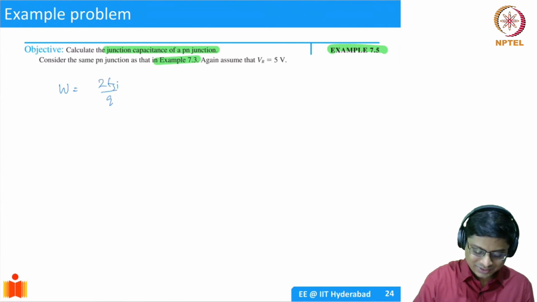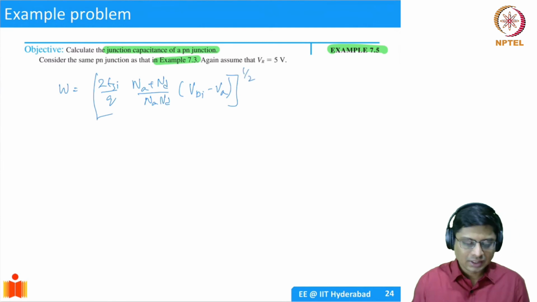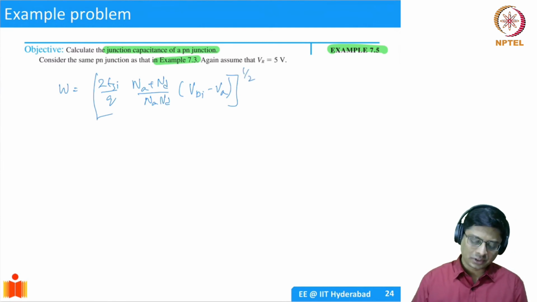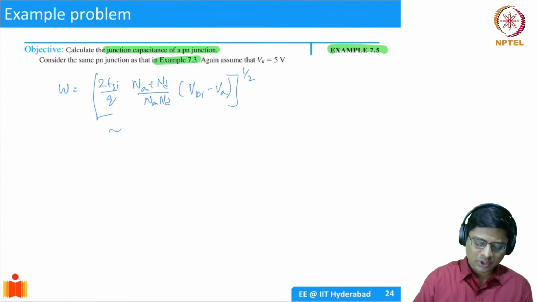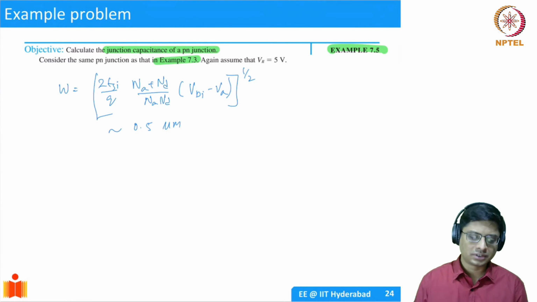You need to remember this. And if you do it the way I do, you'll remember it in a few times because I'm speaking about it every day, right? Minus VA. This is half, right? This is your depletion width. How much is it going to be? We have seen that this was of the order of 0.5 micron or something. Order of a micron, less than a micron, around a micron.